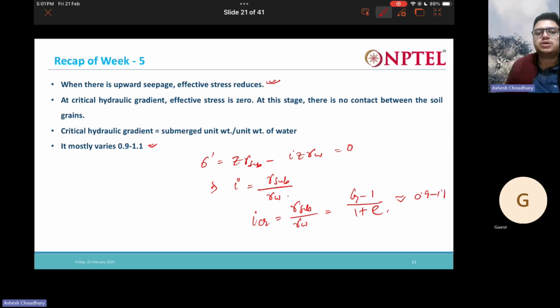So always we need to ensure that the critical hydraulic gradient is not achieved for any hydraulic structure. So if a state comes where a critical hydraulic gradient is achieved, then what will happen? Effective stress will go to 0. That is, the soil will lose all its strength because there will be no intergranular contact between the soil particles, right? So the soil cannot take any more load.